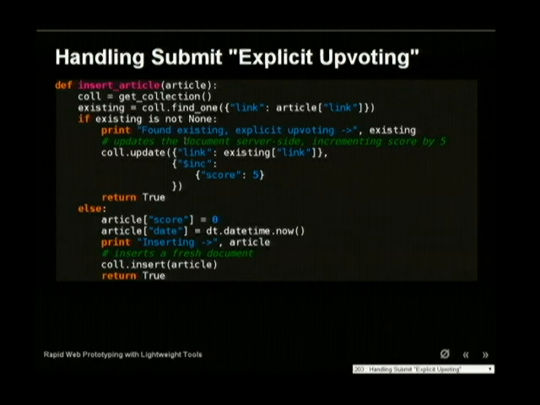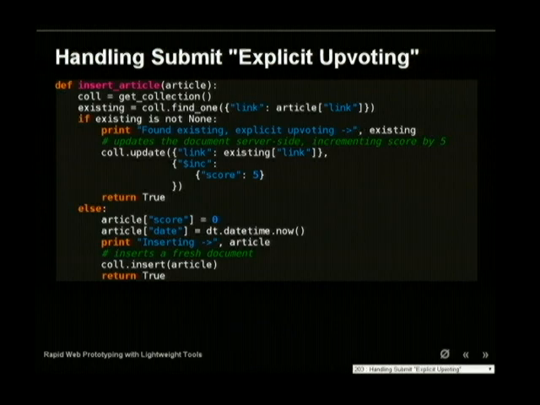Then over on the upvoting side, I use a pretty nice Mongo feature, which is called increments. They call them atomic updates because of some fancy stuff they're doing. Basically, if I want to make it so that when you insert an article, if the article already exists, I should upvote the existing article by 5 points, but if it doesn't exist, I should insert it anew, this logic implements that right here. First I get the collection. I check whether the link already exists in the collection. If it's not none, then I found an existing article already, and so I'm going to upvote it.